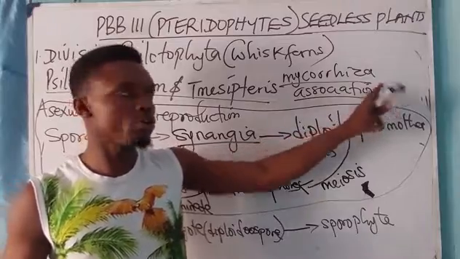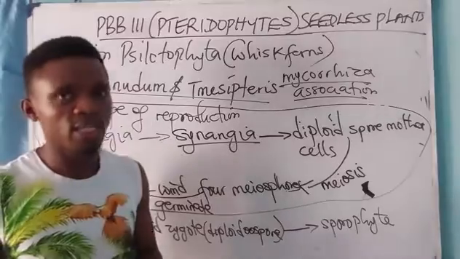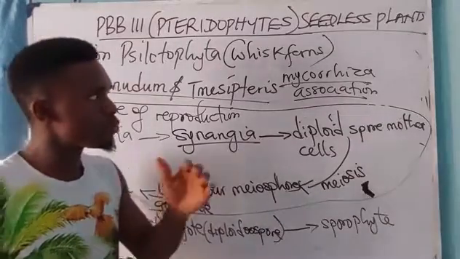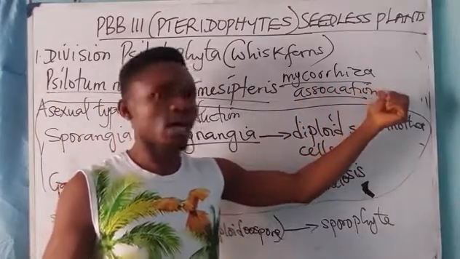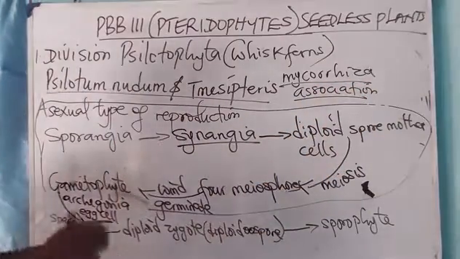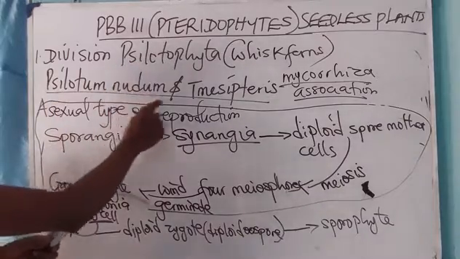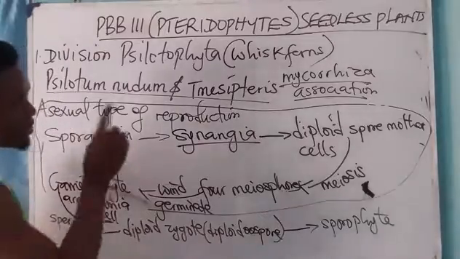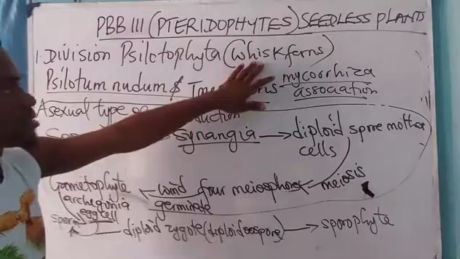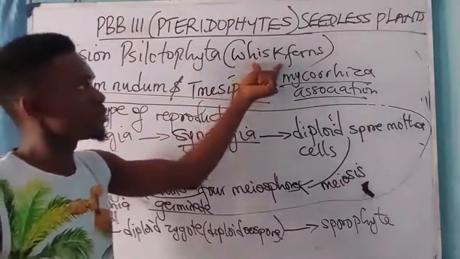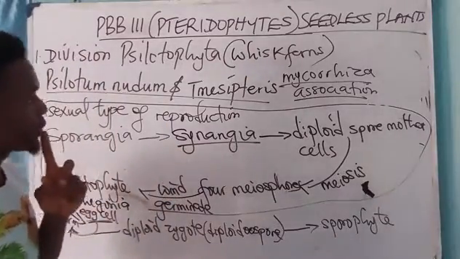It's a type of association that occurs between the roots of higher plants and what? Fungi. That is a mycorrhizal association. So I have given us the members of this division. I said Psilotum, Tmesipteris. Please take note of that. This is all about the whisk ferns. They are called whisk ferns because they look like what? Whisk brooms. Take note of that. It is very, very important.